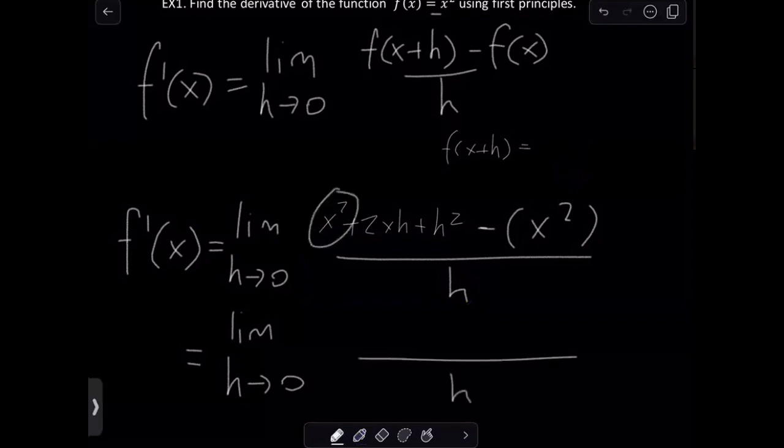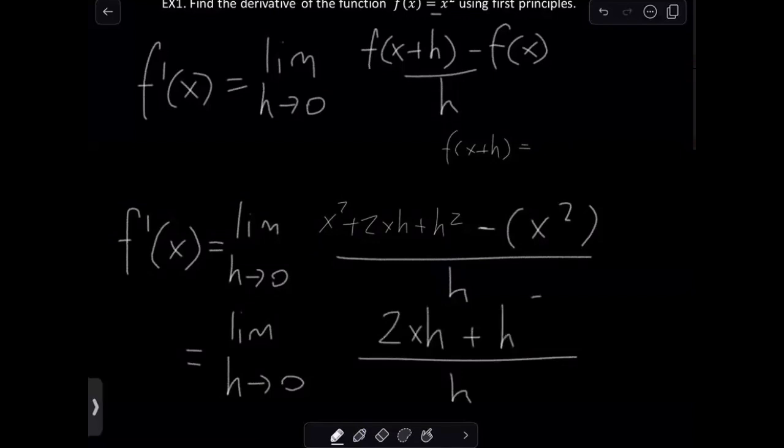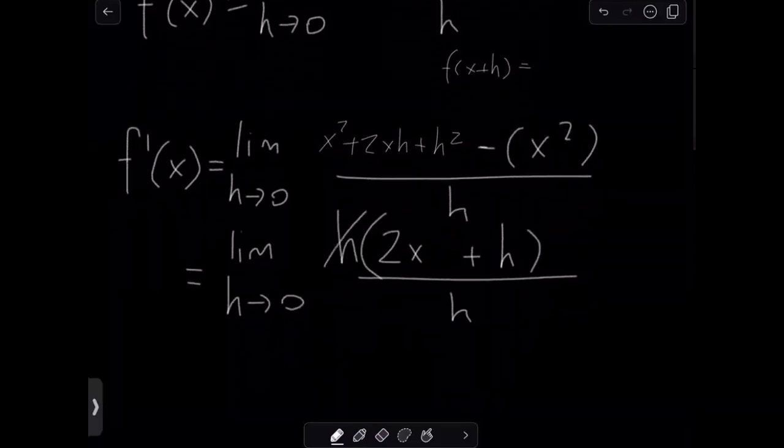We have x squared minus x squared. That is going to disappear. So on the top, I'll be left with 2xh plus h squared. And this is great because now I can pull out a common factor of h. If I do that, I'll end up with h into 2x plus h. And then these two can cancel off. So it's going to be limit as h approaches 0 of 2x plus h.